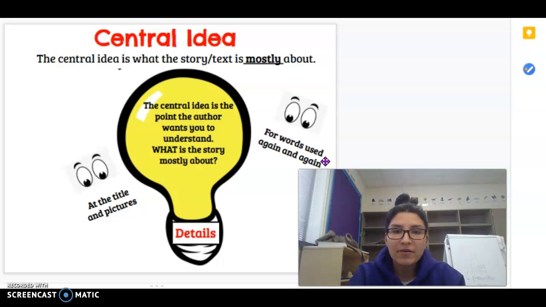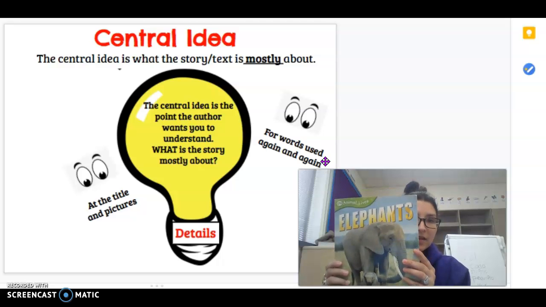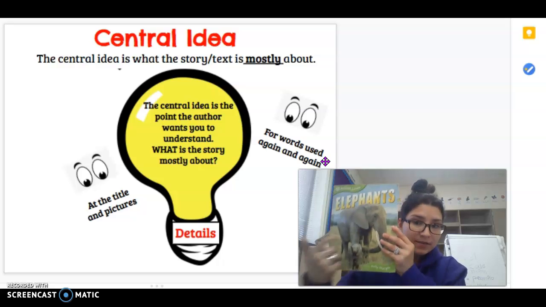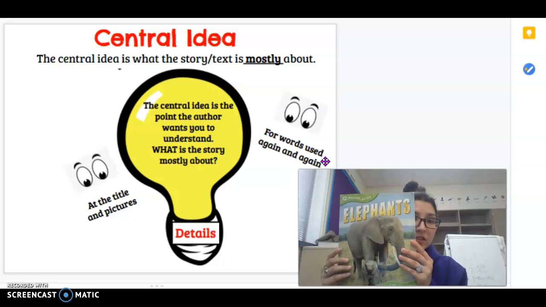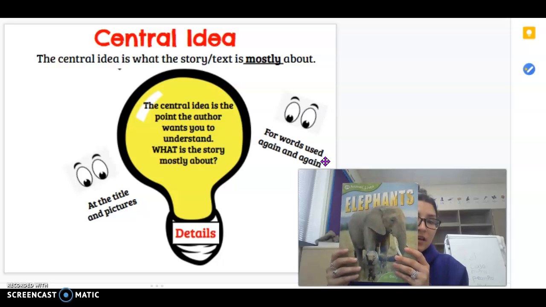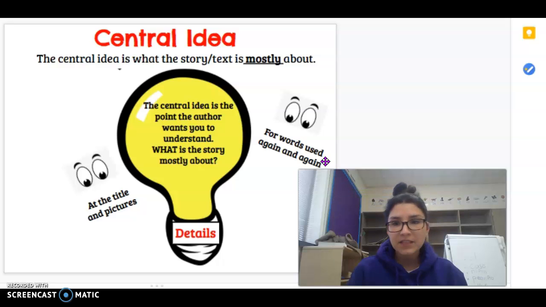Another thing I want to point out, whenever we are talking about central idea, we usually focus on informational text because all informational texts have a central idea that the author wants us, the reader, to take away from the text. To do this, look at the details in the text to figure out the central idea. Details are the words, the pictures, the title, the heading, okay?